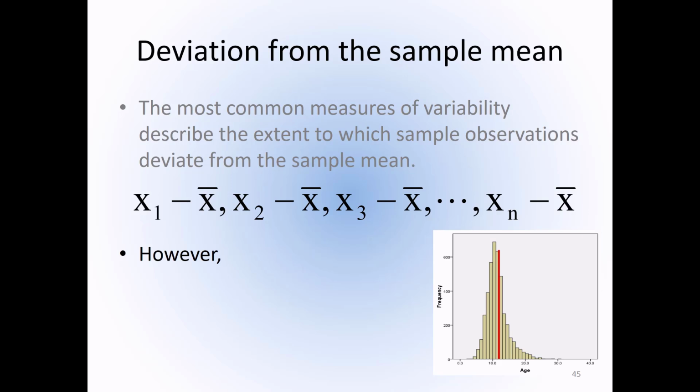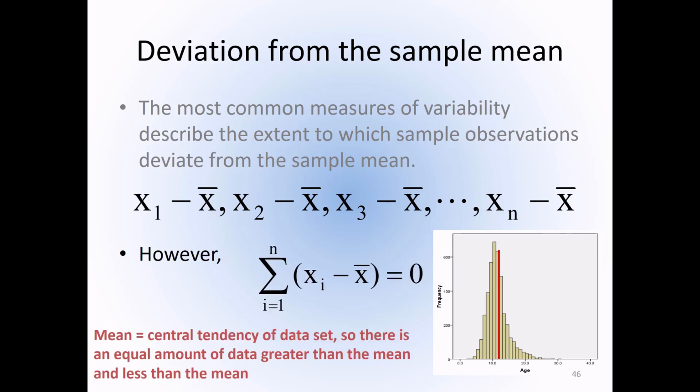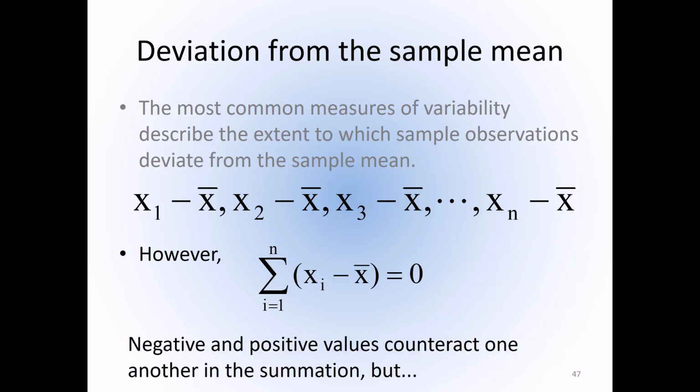If this red line represents the mean of our data, we'll have an equal number of observations to the left and to the right of this. And so if we end up trying to sum all these different deviations from the mean, our summation is going to be 0. So this is a bit of a problem because regardless of the data set, we're going to have this summation equal 0. So it's not going to be a good representation of how variable the data are because these negative and positive values counteract one another. But we can use this idea to get a better understanding of deviation if we add a couple wrinkles to the story.